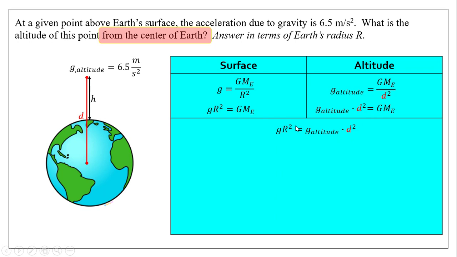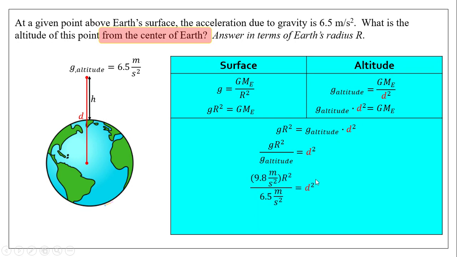It doesn't want us to find a numerical answer. It wants us to express our answer in terms of r. So I want to keep r as a variable, right? g altitude here is given at 6.5. So really, I'm just going to do algebra first before I plug in numbers. I'm going to get d squared by itself because ultimately we're trying to find d. So algebraically speaking, to get d squared by itself, I need to divide both sides by g altitude. Okay. So therefore, I have a statement that says g at the surface of the planet times the radius of the planet squared divided by acceleration due to gravity at some altitude h here. That's equal to d squared.